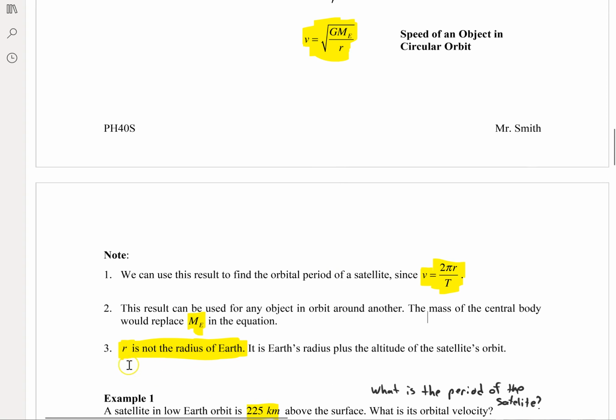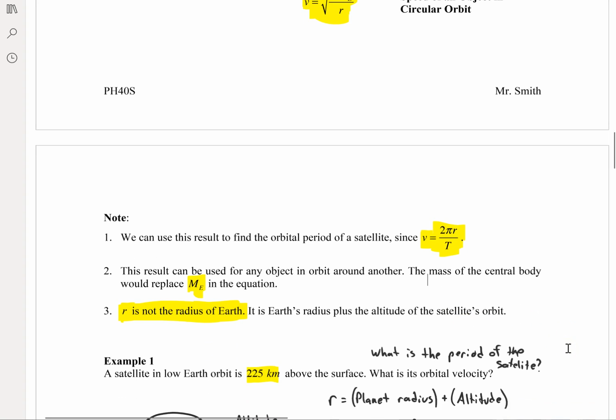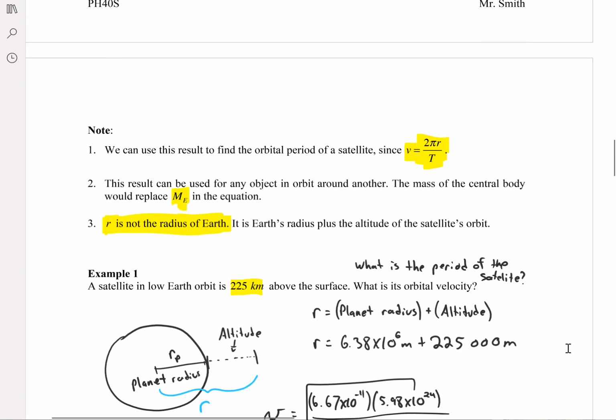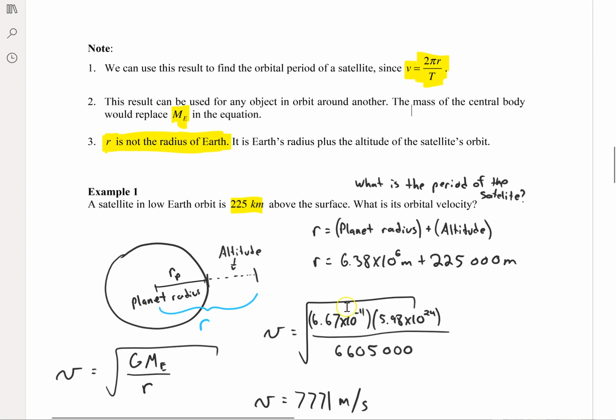And the third point is r is not the radius of the Earth, it is the Earth's radius plus the altitude of the satellite's orbit. Okay, so let's try an example here. It says here a satellite in low Earth orbit is 225 kilometers above the Earth. What is its orbital velocity?